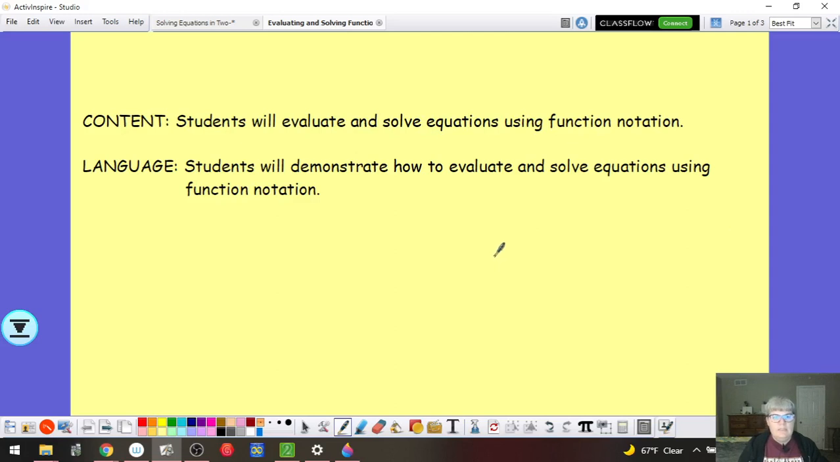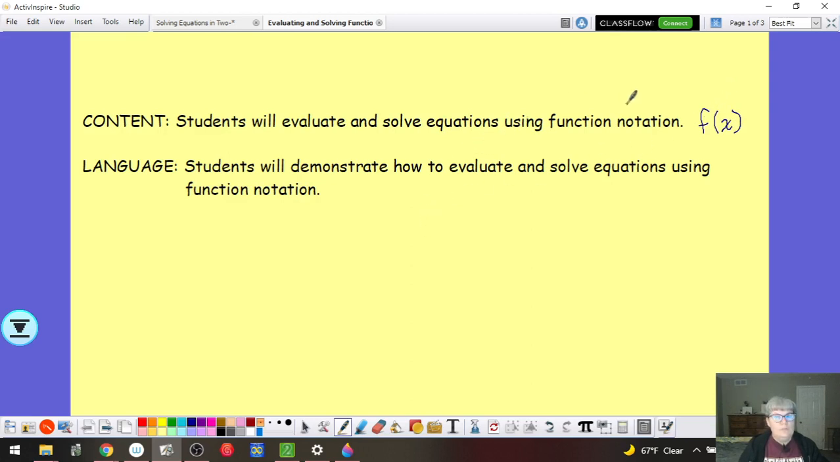In this lesson, you are going to be evaluating and solving equations using function notation. Remember, function notation looks something like this: f of x could also be something like g of x, h of t, s of t, different kinds of notations. And all of these notations are just a name for an equation, a name for a function to distinguish between them.